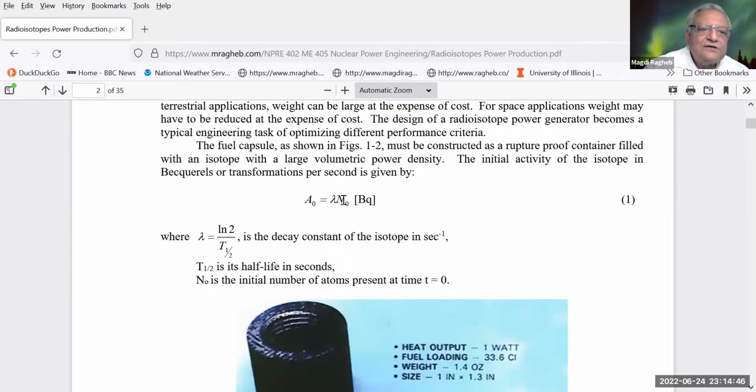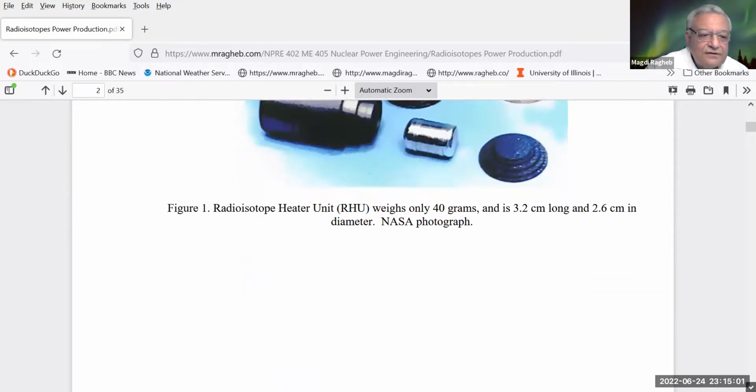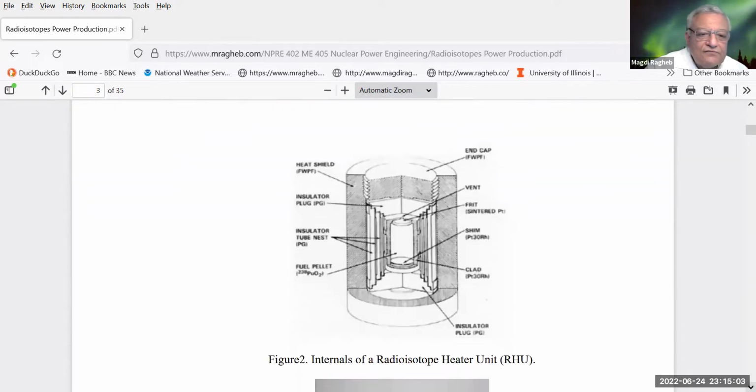From this knowledge, I can turn that n sub-0 here, the initial number of radioactive atoms or nuclei, to be more exact, into a mass. So let's modify that equation by using Avogadro's number.